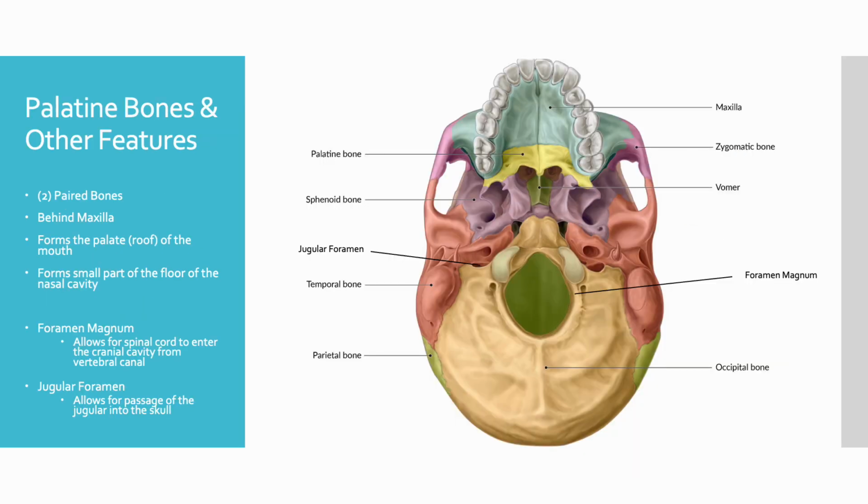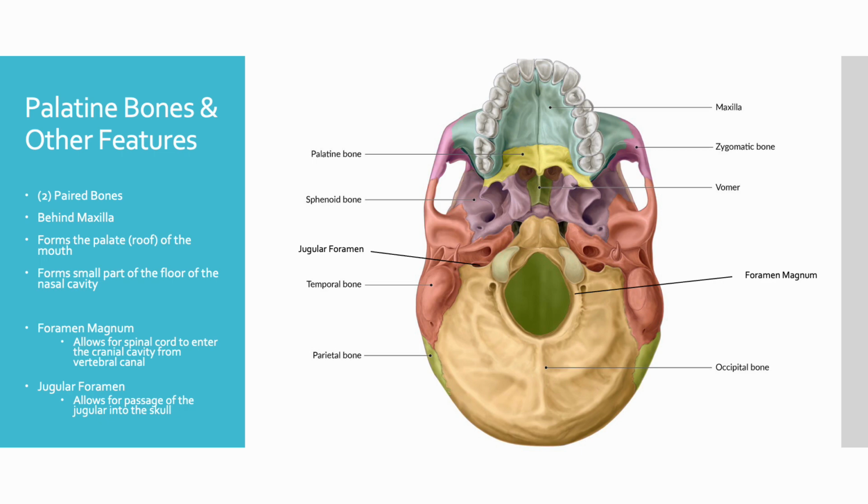The palatine bones and other special features. We have two paired bones that make up the palatine bone. They are located behind the maxilla, the back roof of your mouth. They form the palate of the mouth, and they also form a small part of the floor of your nasal cavity. So it separates the top of the mouth from the bottom of the nose. On this picture, it is the yellow.